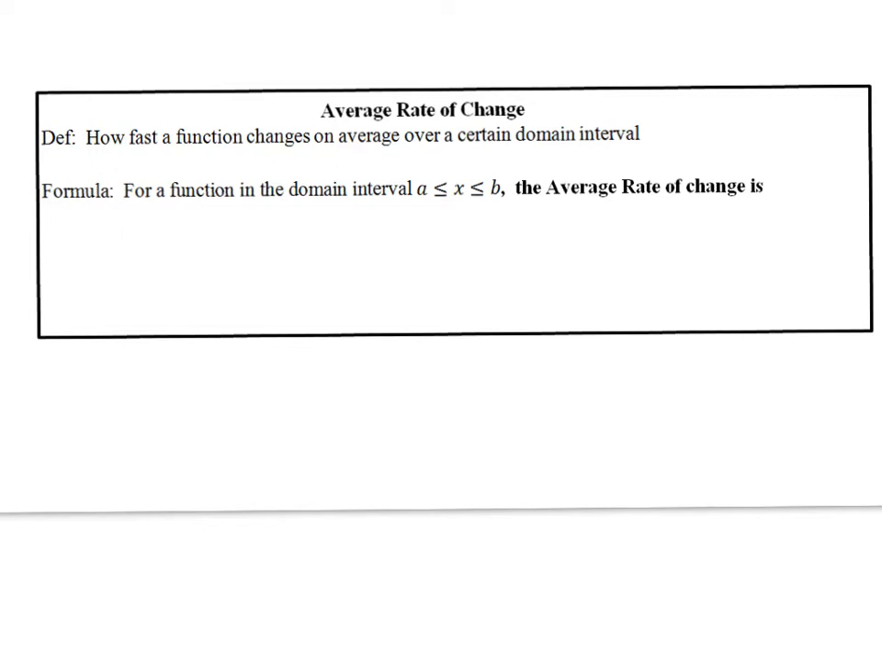So throughout this lesson, we are looking at the definition of the average rate of change. You're going to need to pause the video for a minute while you copy down the definition for average rate of change. The average rate of change is how fast a function changes, on average, over a certain domain interval. So pause the video and write down this definition, and then start the formula. And then come back and we'll finish the formula.